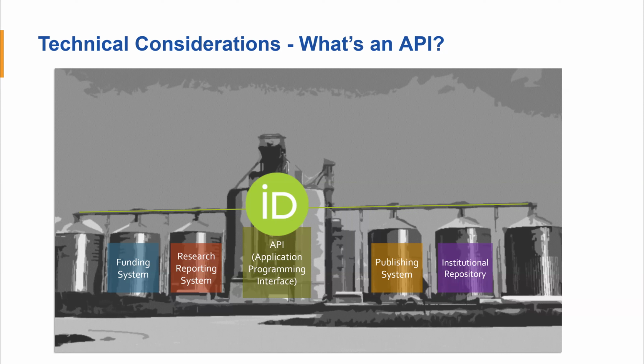So for example, you have an IR, your institutional repository. You have, say, a manuscript submission system, for example OJS, or you may be using ScholarOne. Those kinds of things are connecting to ORCID using an API. So there's an exchange of data, a flow of data between ORCID and the different systems, and that's through the use of the API.